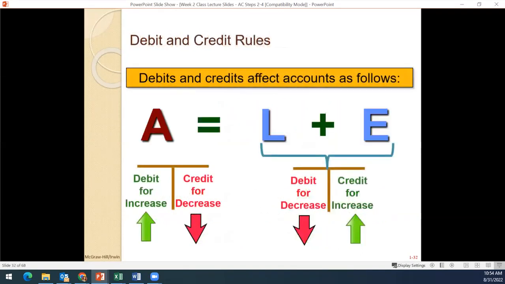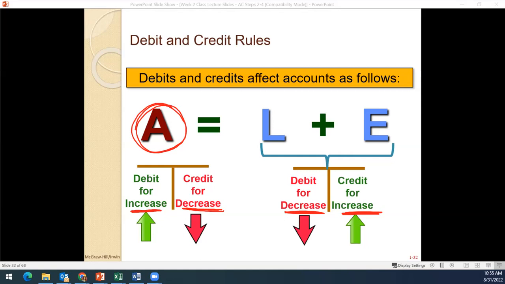So here are what I call the debit credit rules. The rules go like this. If you're talking about an asset account, debits mean increase and credits mean decrease. But if you're talking about liability and equity accounts, it's the opposite. Debits mean decrease and credits mean increase.